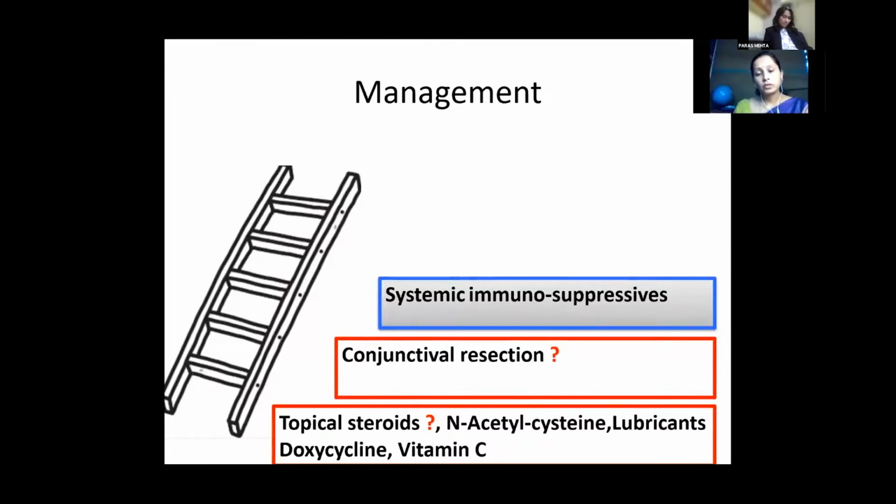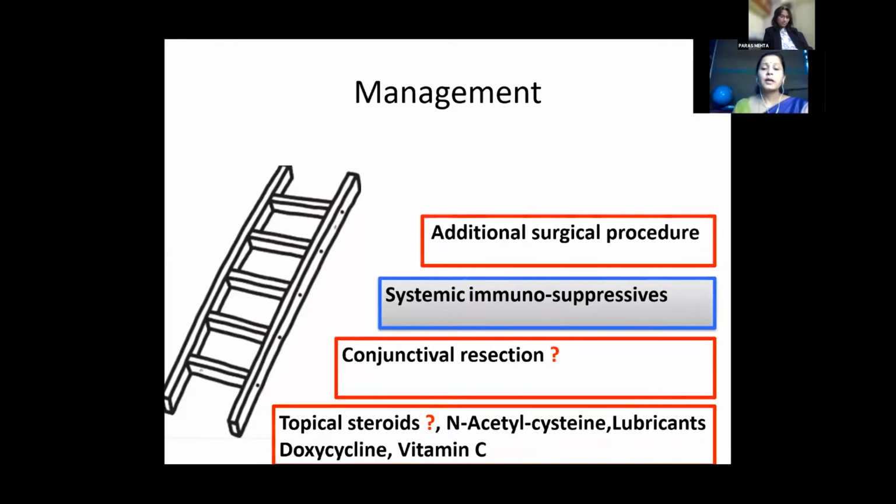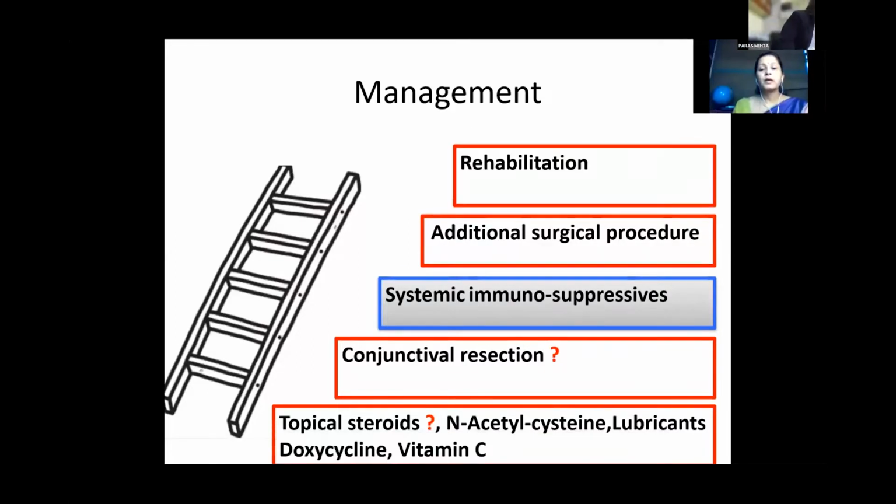Initially, you have to start off with oral steroids, at 1 milligram per kg. If the patient is not responding or has side effects due to steroids, you have to shift over to immunosuppressives like methotrexate and azathioprine. If they're not responding to those also, then probably cyclophosphamide. In case of rheumatoid arthritis, cyclosporin is the first choice. Additional surgical procedures, like if there's melting, cyanoacrylate glue or fibrin glue and amniotic membrane or lamellar grafts, will also be needed to salvage the eye.